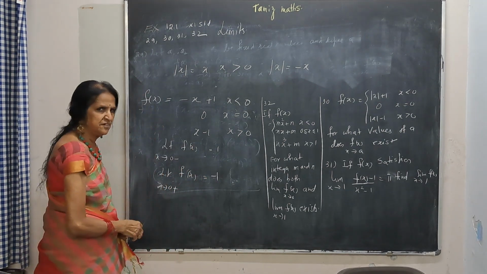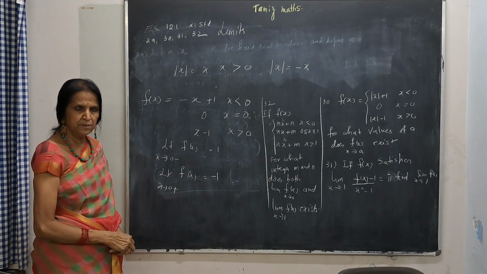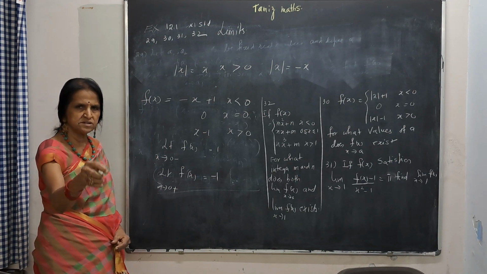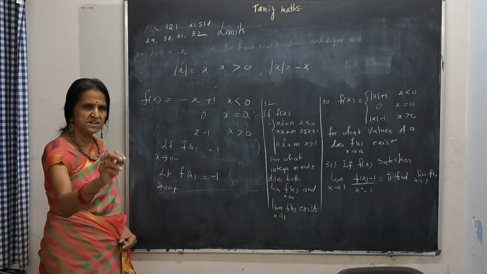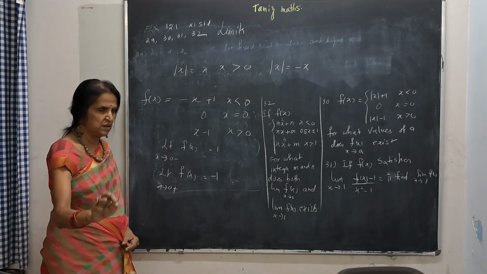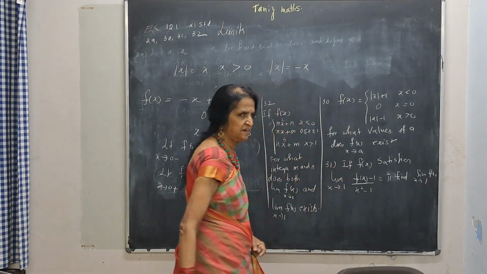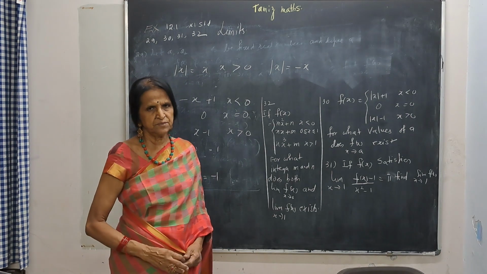So the right limit and left limit are different. The limit will not exist for x equal to 0. Otherwise, the limit will exist for everything. So what will be the values? Here a can take any value except 0.